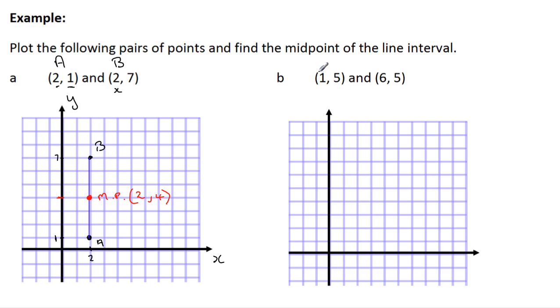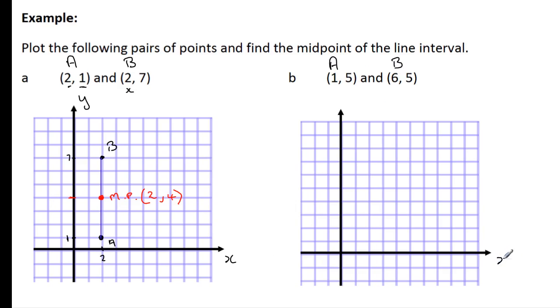Alright, let's see how we went with this one. I'd actually call this point A and this point B just as a reference. This is our x value and this is our y value for the x and y axis. Alright, we need x equal to 1, so that would be here, and y equal to 5. 1, 2, 3, 4, 5.